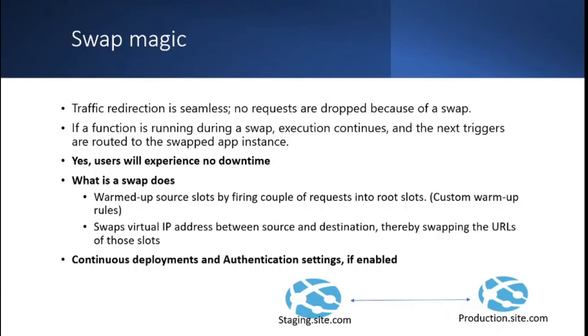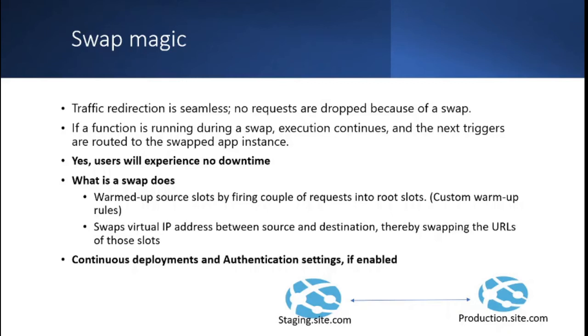What a swap actually does is warm up the source slot by firing a couple of requests into its root, and you can also apply custom warm-up rules. First, it swaps the virtual IP addresses between the source and destination slots, thereby swapping the URLs of those slots. You also have the option to enable continuous deployment slot authentication settings if it is enabled.